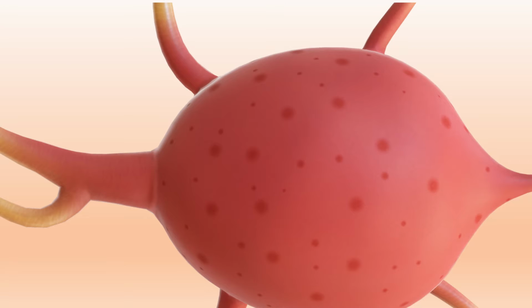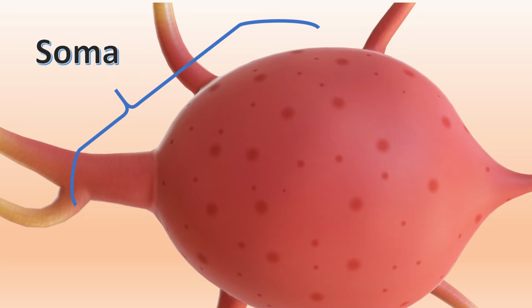Number 2 is the soma. The soma produces the proteins that the other parts of the neuron, including the dendrites and axons and synapses, need to function properly. The soma is the cell body of a neuron. It contains the nucleus, among other structures. These structures support the chemical processing of the neuron, the most important of which is the production of neurotransmitters.